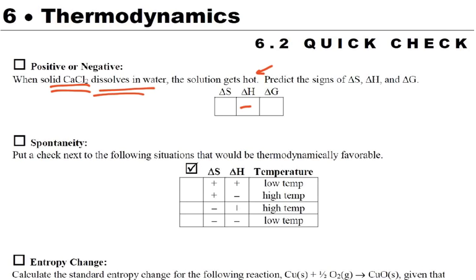We can also think, okay, if we have a solid and it's turning into aqueous, then the delta S must be positive because it's getting much more random. And finally, because this actually does happen, then we know that delta G is a negative value. Okay, the other thing we could say is, well, if delta H is negative and if delta S is positive, that definitely is going to be a spontaneous reaction, so therefore delta G is negative. So that's how we can determine those three different signs.